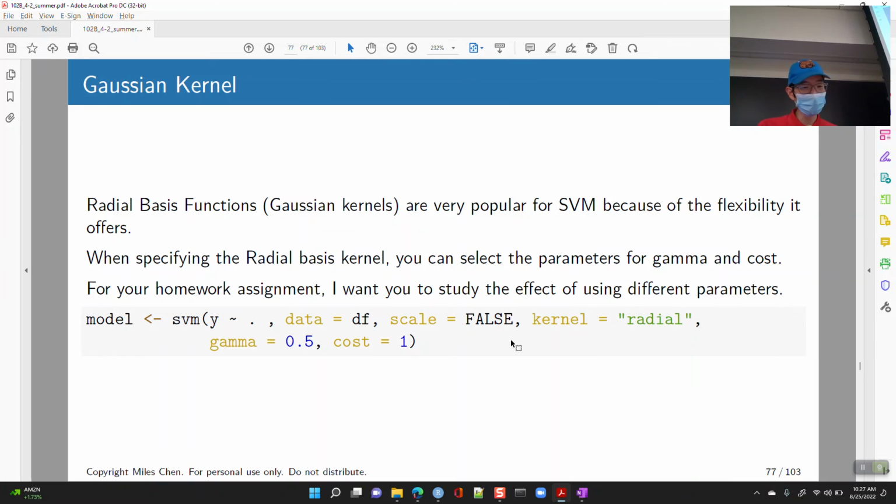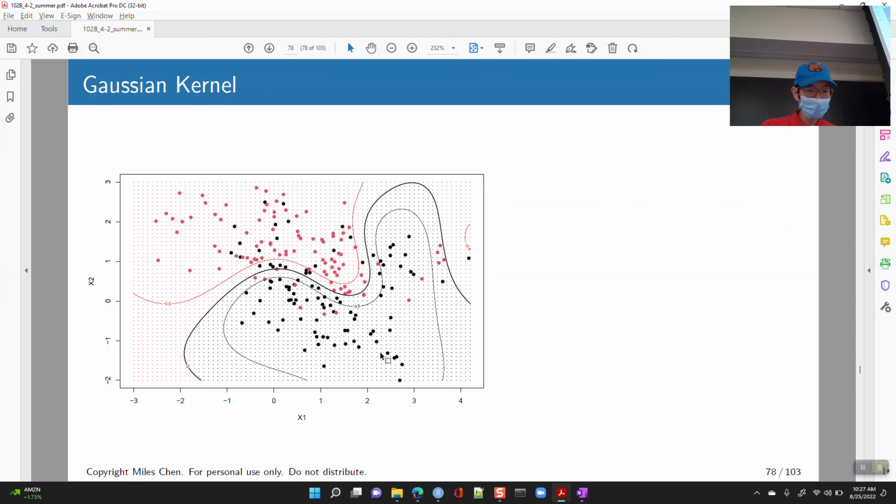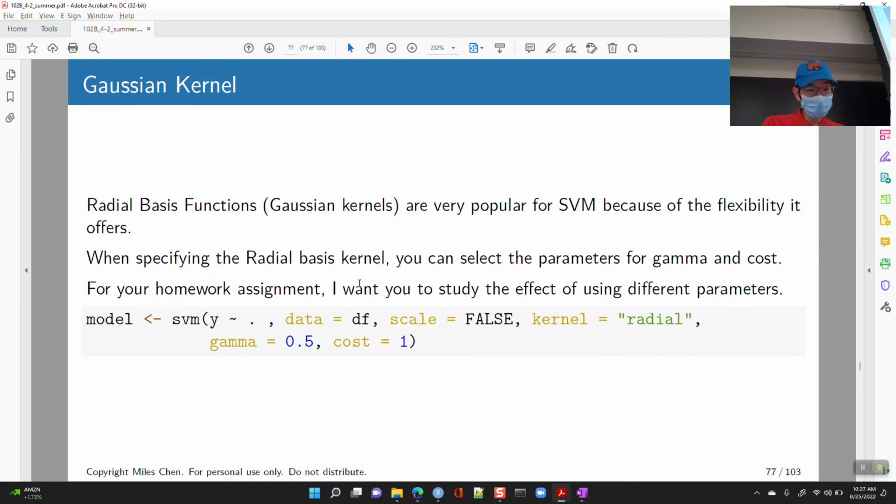So we say kernel equals radial, and here I have gamma equal to 0.5 and cost equal to 1. And this is the boundary that it draws. So we look at this line and we say, oh, actually that seems kind of decent as far as separating the black dots from the red dots. And we could try messing around with different values for these two parameters: change the gamma, change the cost.